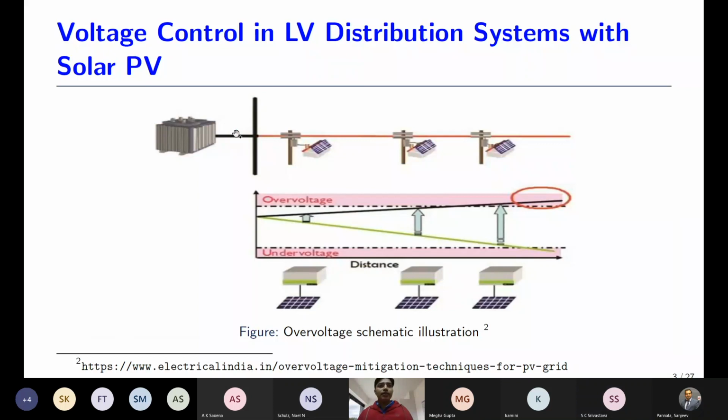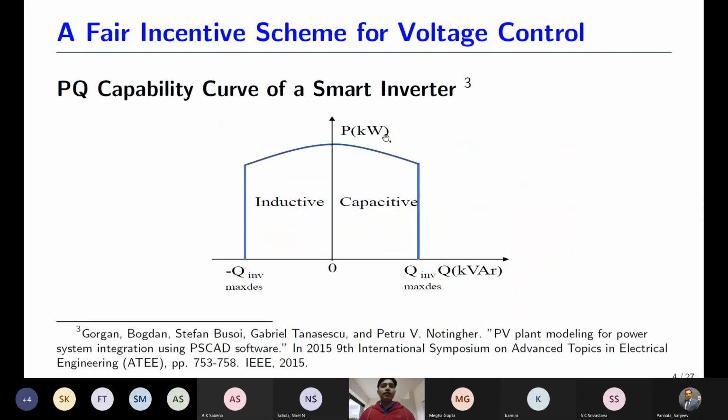This diagram shows a distribution transformer and an overhead line. During normal operation, when power flows from source to load, there is a voltage drop in the line, and generally we observe low voltage at the extreme end of the line. And when the solar power generation is high, there is a reverse power flow from load side to source side. It causes a high voltage rise problem at the extreme end of the overhead line. So I am considering this problem of voltage control in the low voltage distribution system, and I have considered only the solar inverter to control the voltage.